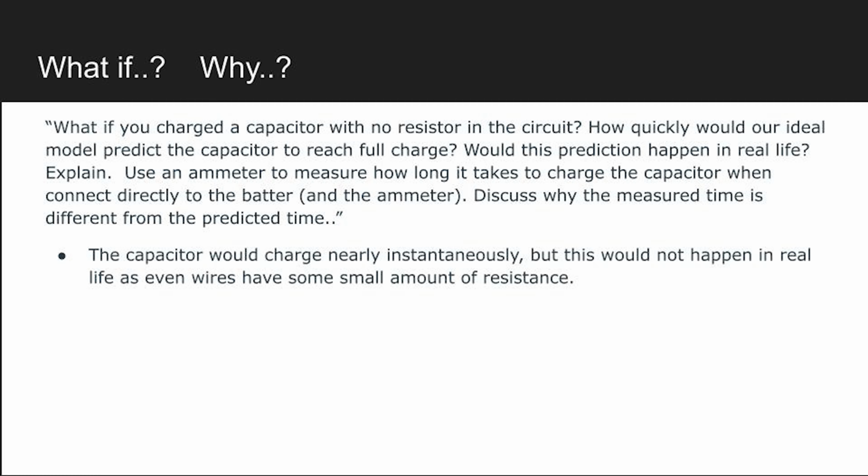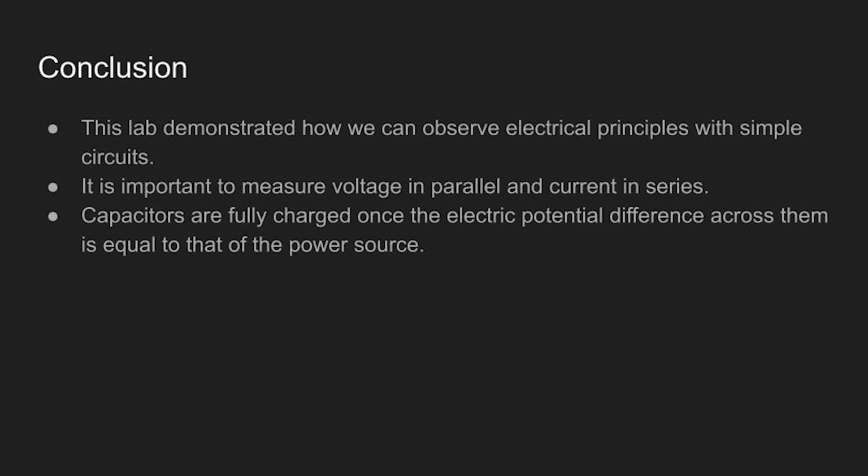But in real life, this can't happen because even with our best circuits, there's still a small amount of resistance within the wires themselves. So, in conclusion, this lab demonstrated how we can observe electrical principles with simple circuits. It's important to measure voltage in parallel and current in series. Also, capacitors are fully charged once the electric potential difference across them is equal to that of the power source.